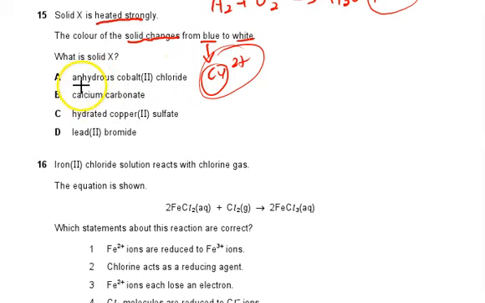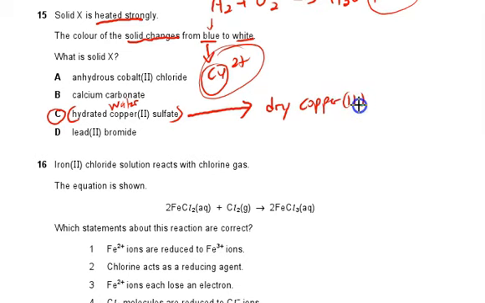So your best answer here should be C, because when it is blue, it represents the presence of water. Here you will have water, which shows the solution to become a blue color. Once you heat it up strongly, the water will get evaporated and you will be getting dry copper(II) sulfate, which will eliminate the presence of water and you'll be getting white. Okay, this is for number 15.